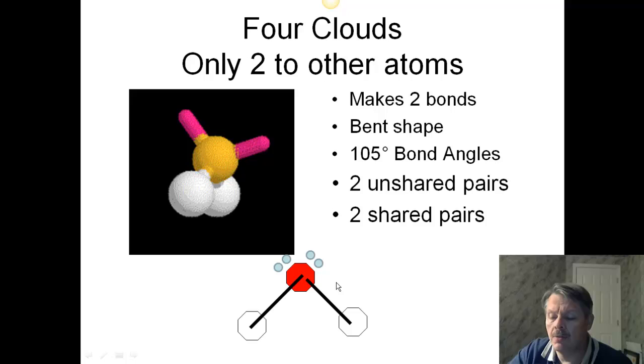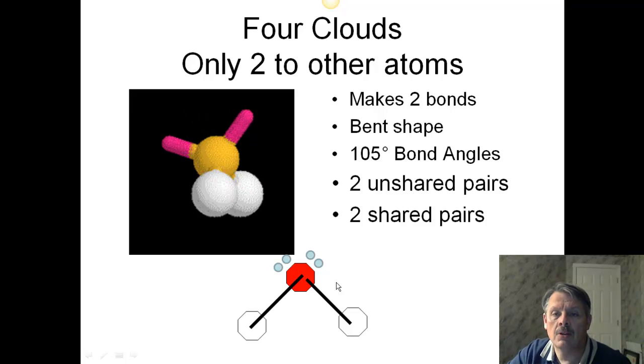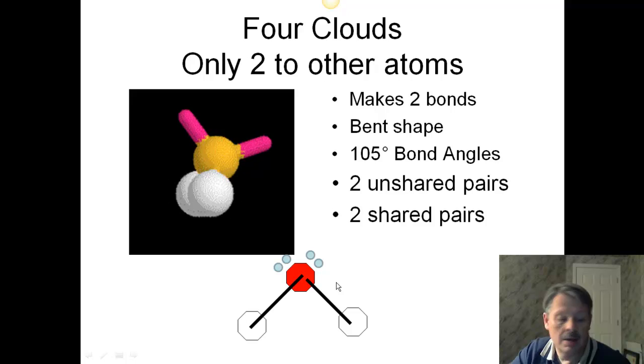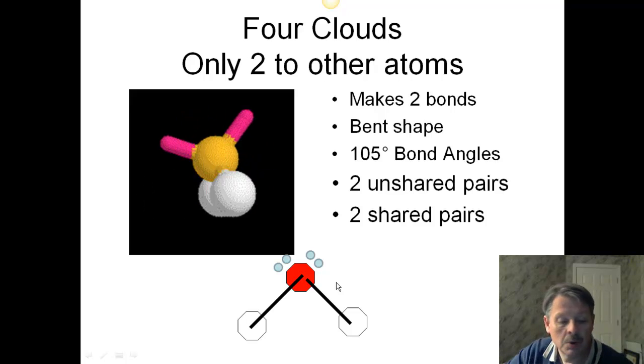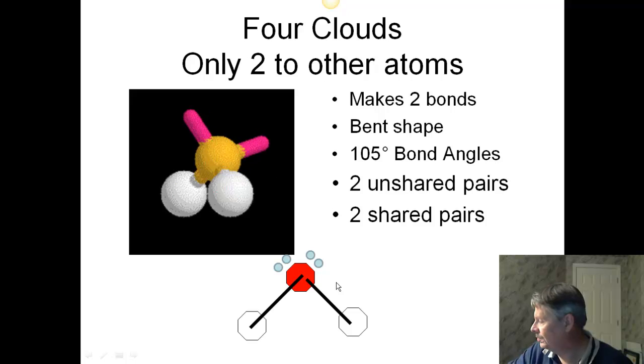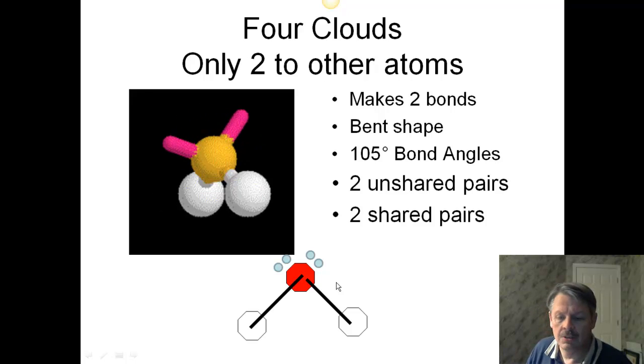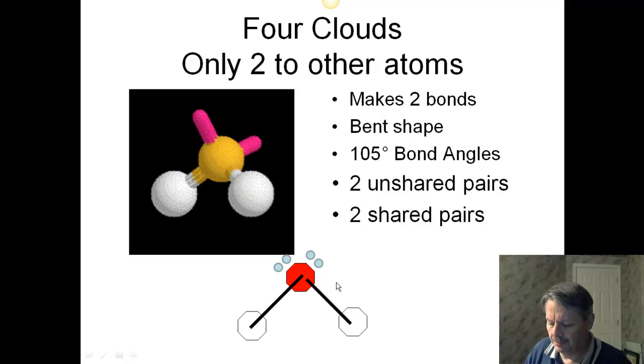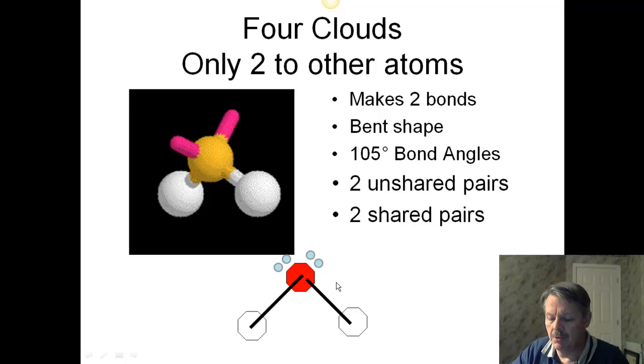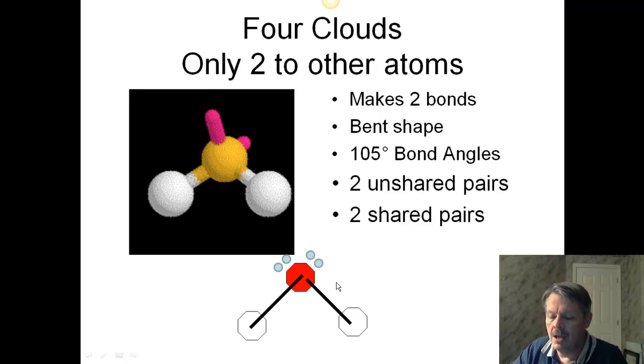Well, what would happen if we lost another one? Well, if you lost another one, you'd go down to 4 clouds where you're only bonded to 2 other atoms. I have one of those around here somewhere, but I've lost it. So let's just go with this. Rebuild that one really quickly. All right, so what we have is something that looks like this, where we have a central atom. It has 4 clouds coming off of it, but 2 of them are going to atoms, and 2 of them are not going to anything.